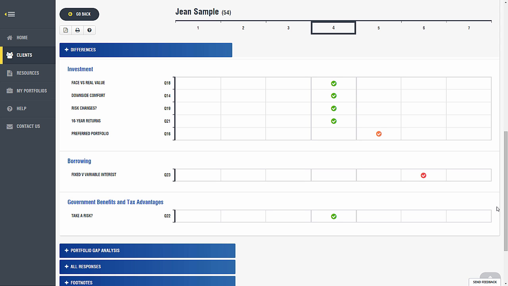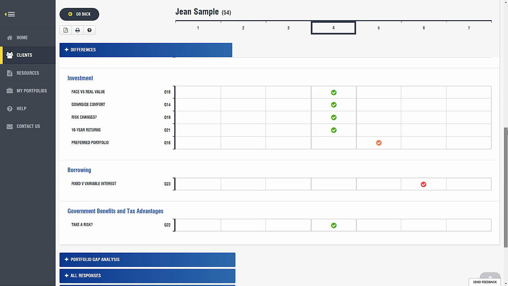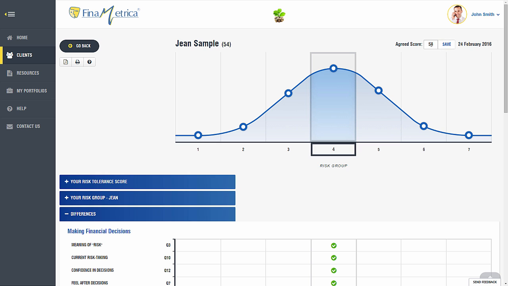At the end of this discussion, you and your client might decide that an adjusted risk score is more appropriate. For example, if Jean actually had chosen Portfolio 1 as her preferred portfolio, you and she might decide to work with a lower score, say 44, in her investment calculations. This doesn't happen often, but it does happen. The adjusted score and the reasons for the adjustment should be noted for sign-off and entered at the top of the report.